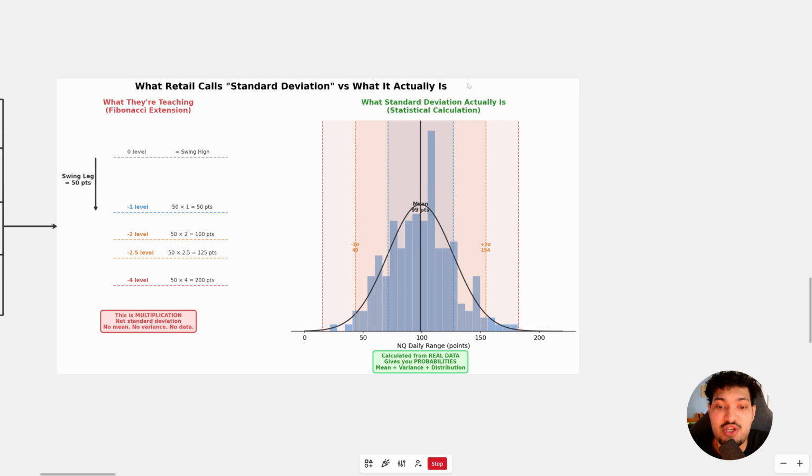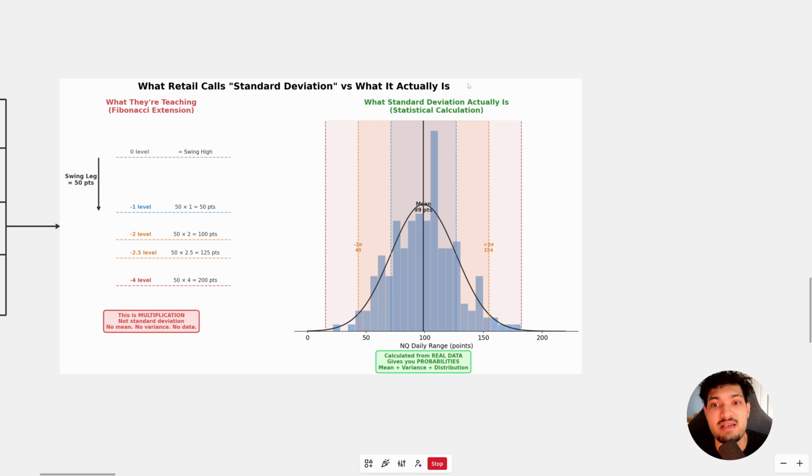Now, this is what standard deviation actually is. Standard deviation is a statistical calculation.